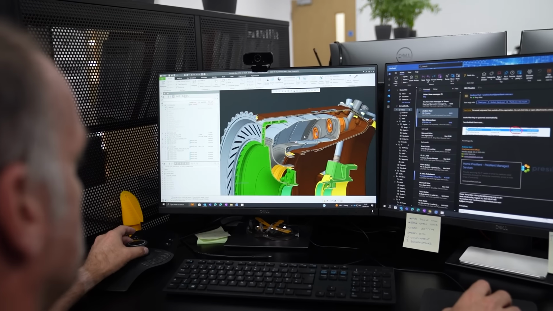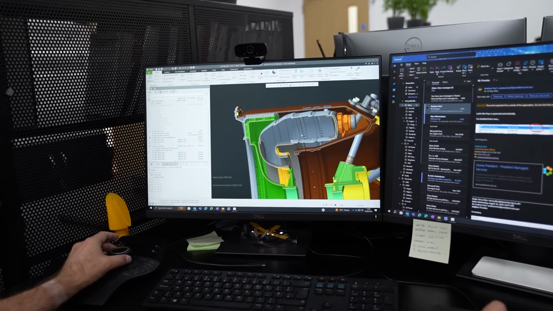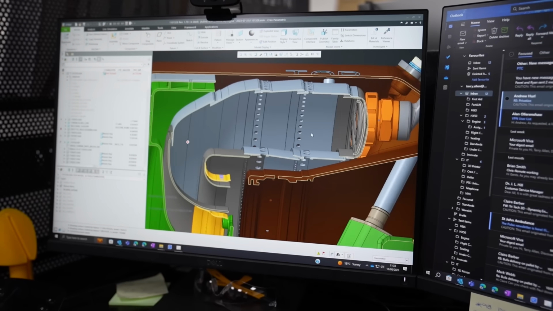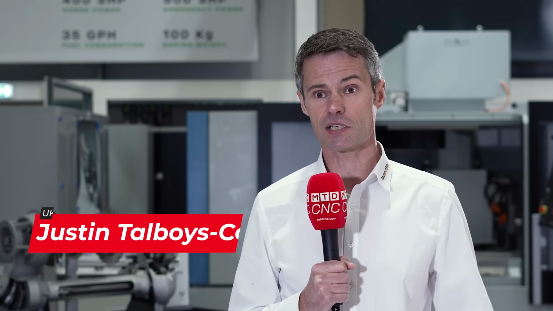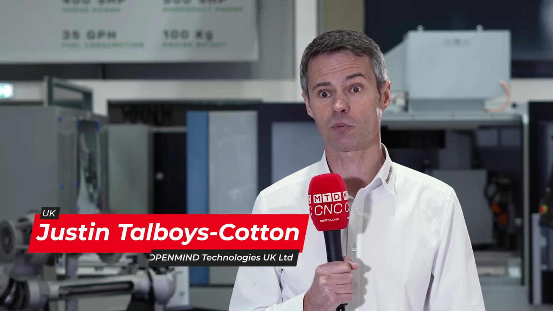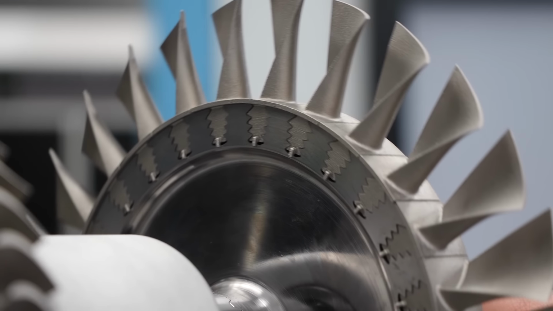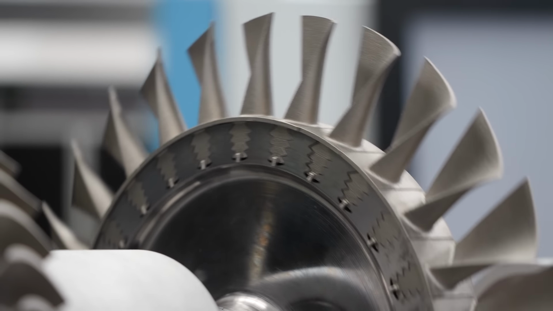OpenMind and hyperMILL have been an instrumental knowledge partner and a support partner in enabling us to program and manufacture complex machine components in a wide variety of materials. So we were invited by Hill Helicopters. They actually approached us with what they call their compressor wheel, which to me is an impeller, and it was very challenging with very small gaps.